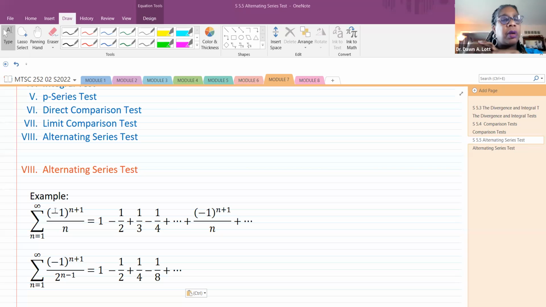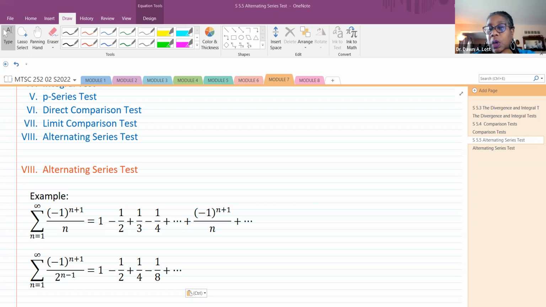Oh, I'm sorry. When I put in 2, I get 2 plus 1. So that's -1 cubed. So that is negative. When I put in 3, I get a 3 in the denominator, but I get -1 to the 3 plus 1. So that's to the 4th. So that's positive. So as you can see, these terms go back and forth, positive, negative, positive, negative, positive, negative, positive, negative, positive, continue on. Okay, so that makes this an alternating series.